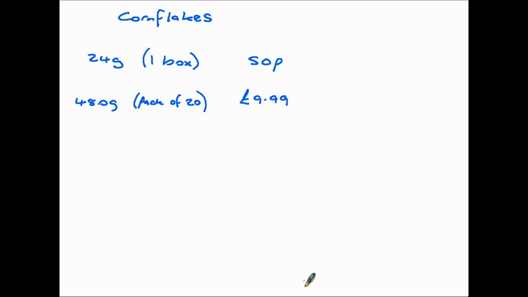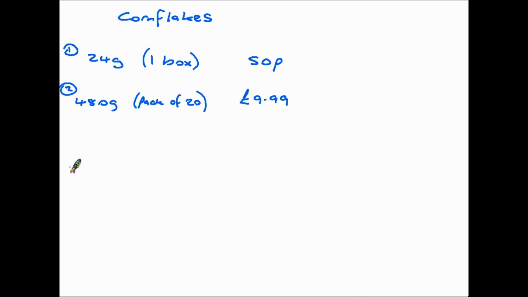And for my final example, I want to go back to the point I mentioned earlier where maybe you have to go to more decimal places. I've looked at cornflakes. Again, on the internet, I have found that I can buy one 24-gram pack of cornflakes, and that would cost me 50 pence. But if I buy a pack of 20, which is a total of 480 grams, it would cost me £9.99.